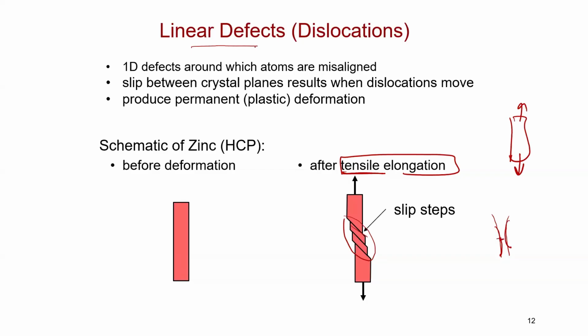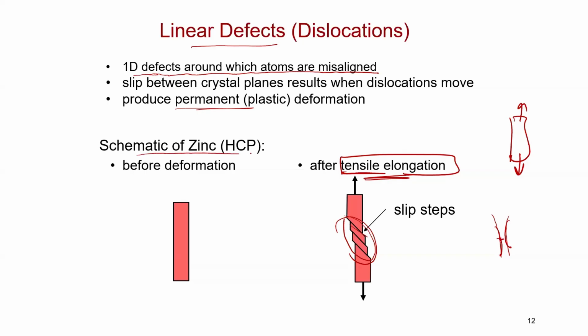So a linear defect is a 1D defect around which atoms are misaligned. You can see atoms are misaligned in this one because of the tensile elongation. Slip between crystal planes results when dislocations move, producing permanent deformation. So even when you take the force out, it won't come back to the original shape. It will stay there.